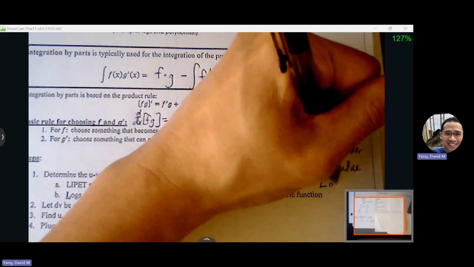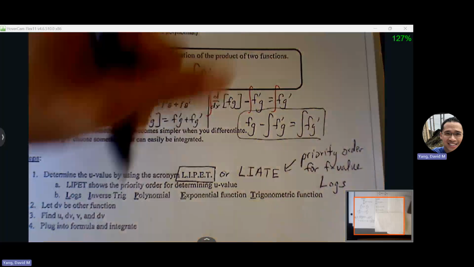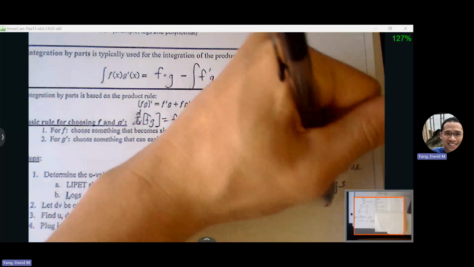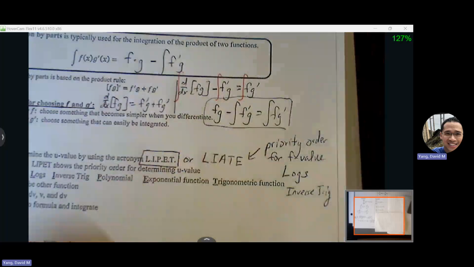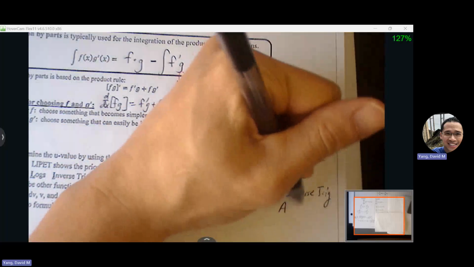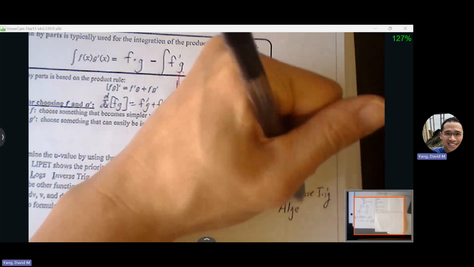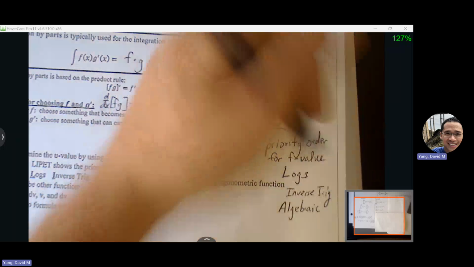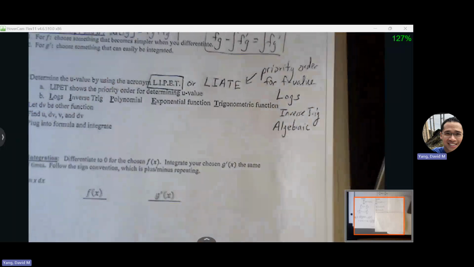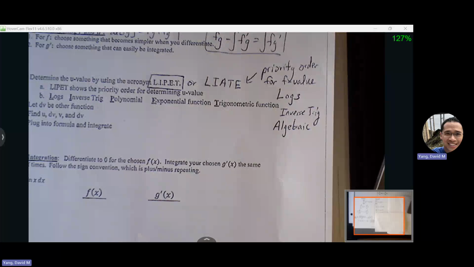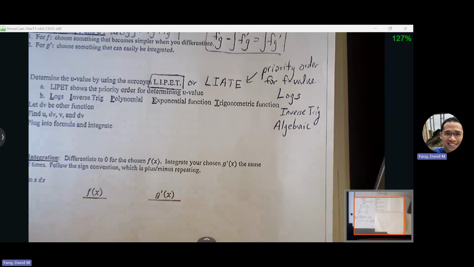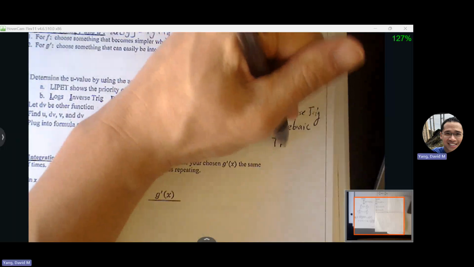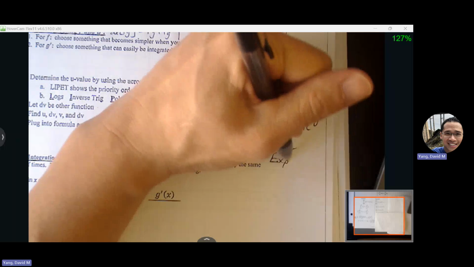So L stands for logs. I stands for inverse trig, which we're really not going to see much of. We can basically ignore that. A represents algebraic or polynomial. It doesn't have to be polynomial. I like algebraic a little bit better because something like a 1 or an x falls under that algebraic rule, even if it's not quite a polynomial, like x squared or x cubed. And then T is trig, and E is exponential.